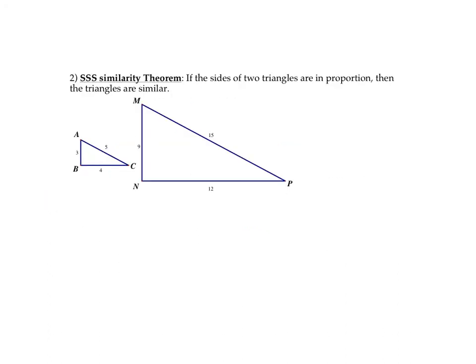Our last shortcut for proving triangles similar to one another is called the side-side-side similarity theorem, or just SSS similarity for short. It says if the sides of two triangles are in proportion, then the triangles are similar. So in this shortcut, we don't have to know anything about the angles. We're just comparing the sides. So what you want to do is compare the sides from shortest to longest.